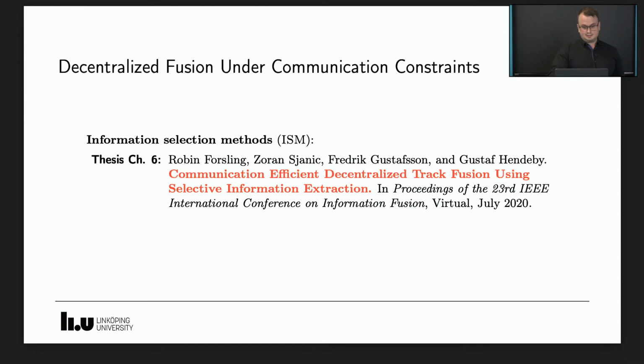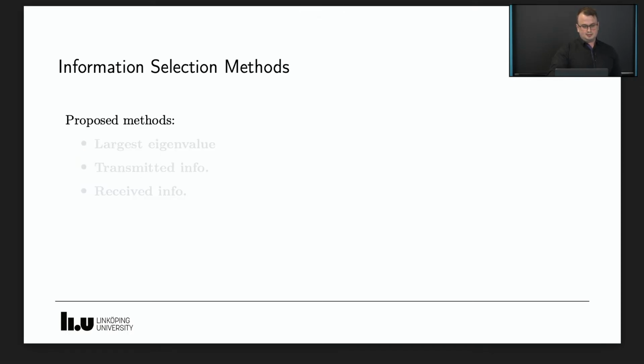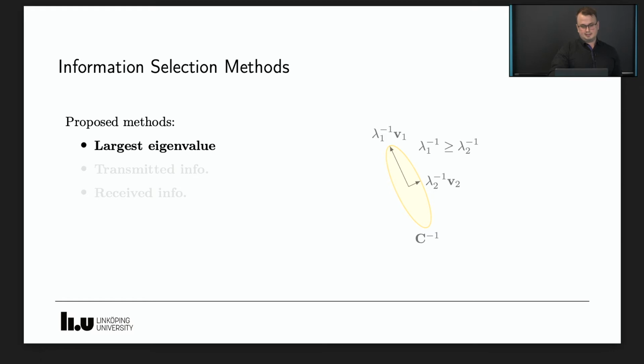I now turn to the second conference paper, which was presented at Fusion 2020, which considers information selection methods, which is also a class of methods to reduce the communication load in decentralized fusion setups. So the problem is formulated as follows: select and transmit only information that is useful for the other agents. So I will only briefly describe these methods. The first is called the largest eigenvalue method. This method makes an eigenvalue decomposition of the information matrix and then just picks out the most informative projections.